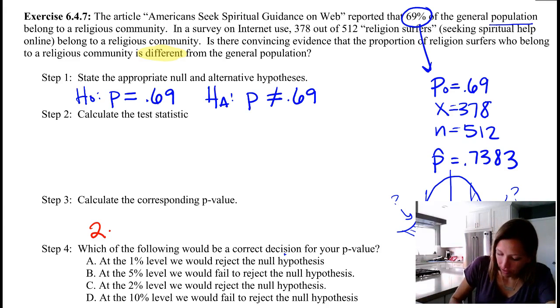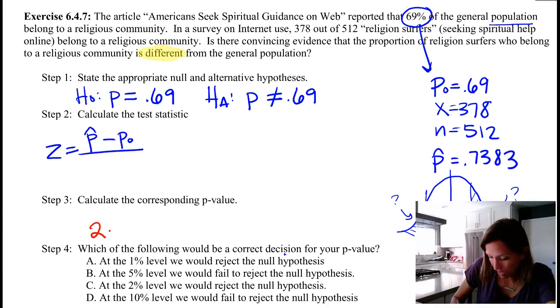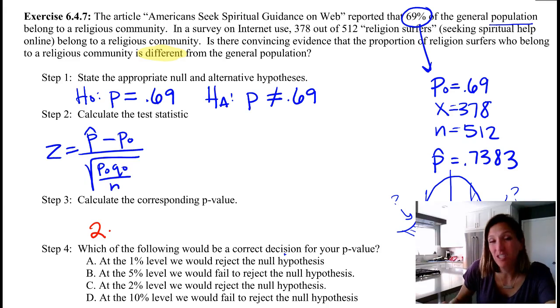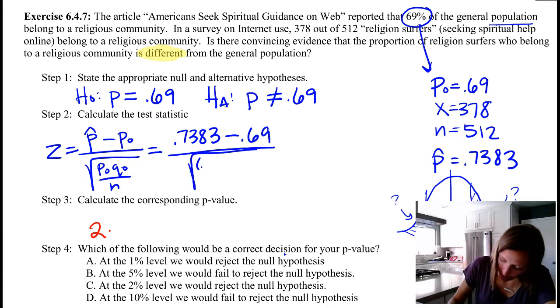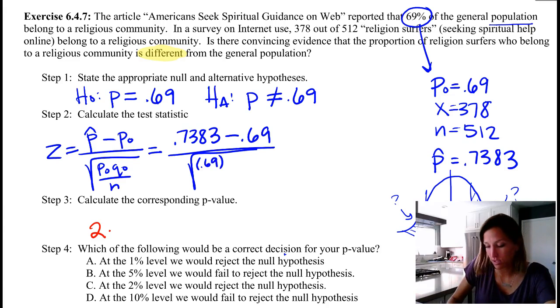So the next step is calculating our test statistic. If you're doing this by hand, p hat minus p naught, how different are those two? And how different are they with respect to our hypothesized standard deviation? So how far is 0.7383 from 0.69, if 0.69 is really the value, and we can use it for our standard deviation.